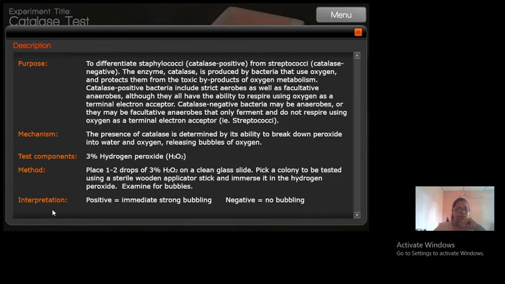So here you can see the interpretation. Positive test is immediate strong bubbling and negative is no bubbling. Please come back to the positive. It is written immediate strong bubbling. That means the bubble formation should be immediate. As soon as you touch the colony of bacteria with hydrogen peroxide, there has to be bubble formation in order to call it positive. If you see the bubble formation later, it is not positive. So that we have to keep in mind.